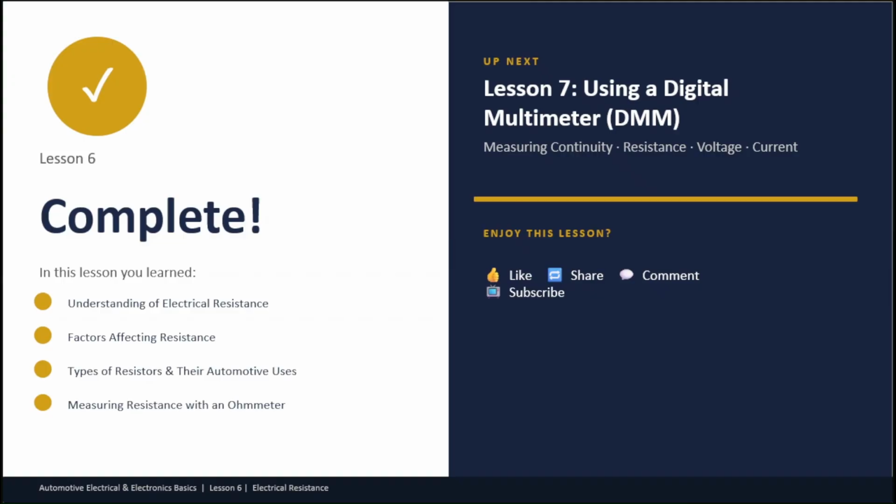In this lesson, we have learned about resistance, what the factors affecting resistance are, the types of resistors and their uses in automotive, and how to measure resistance using an ohm meter. In the next lesson, we will learn about the multimeter, and how to use a multimeter to measure continuity, resistance, voltage and current.